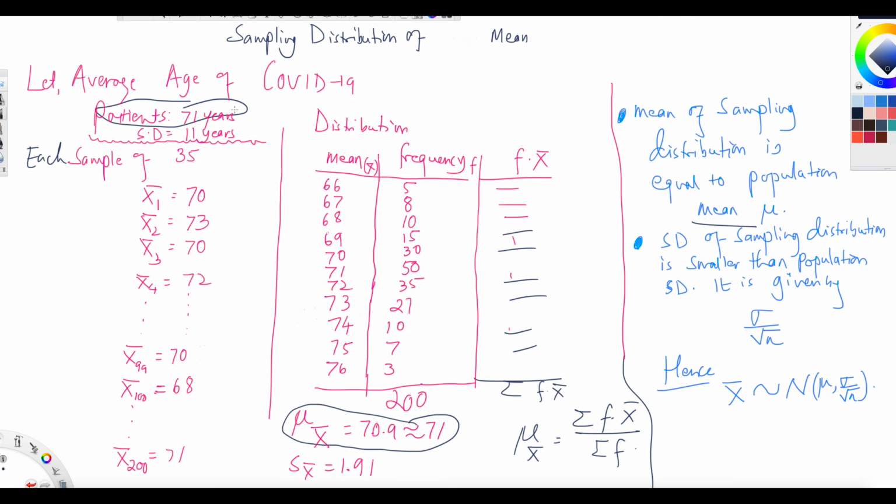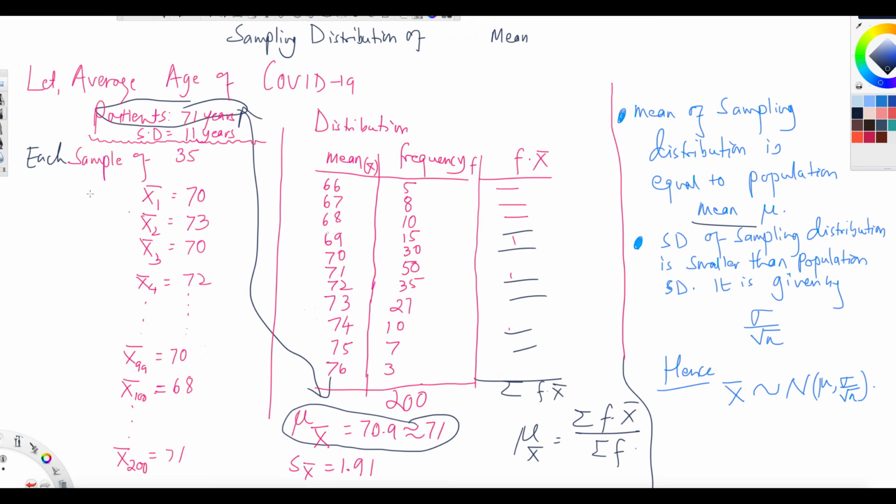That's what we found, because those values are almost the same, right? So the mean of the sampling distribution is equal to the population mean, but the standard deviation of the sampling distribution is smaller than the population standard deviation. That's what we got, because this is 1.91 and this is 11 years, right? How much smaller is it?